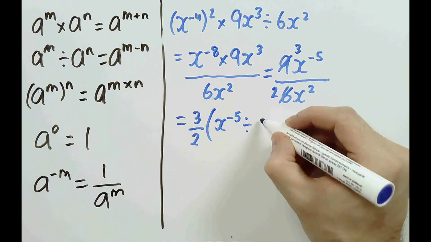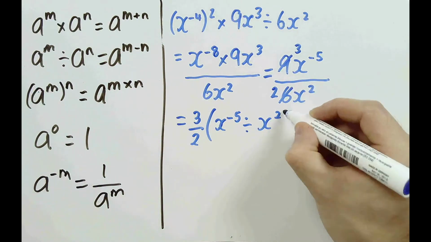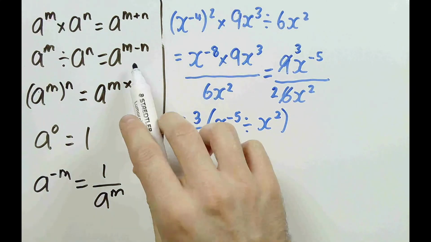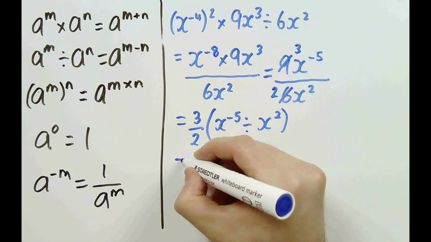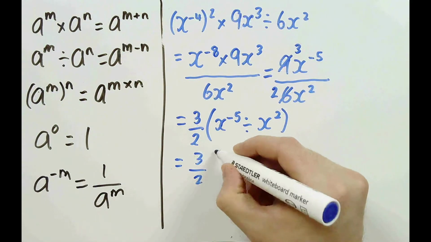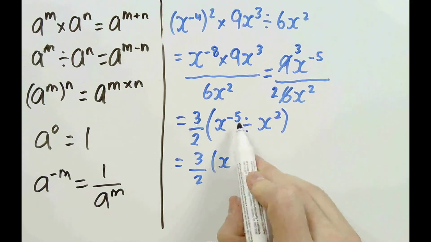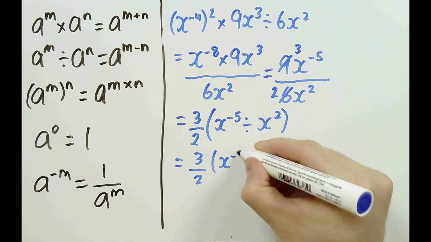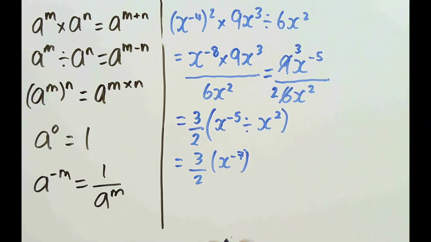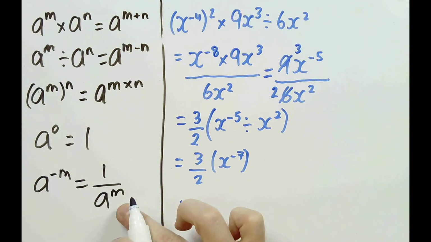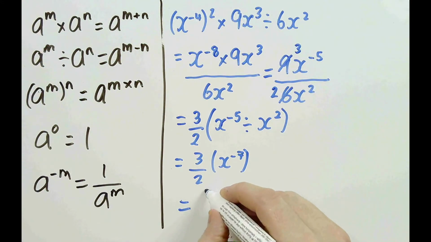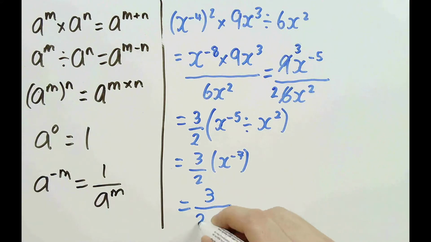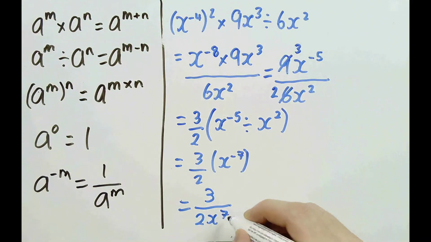x squared, which now we can apply our second index law, and we're left with 3 on 2 x to the negative 5 minus 2, x to the negative 7. And this is our answer, or we can use the fifth index law again if we like, and rewrite this as 3 over 2x to the 7. So once again, either of these last two would be fine, depending on the context of the simplification.